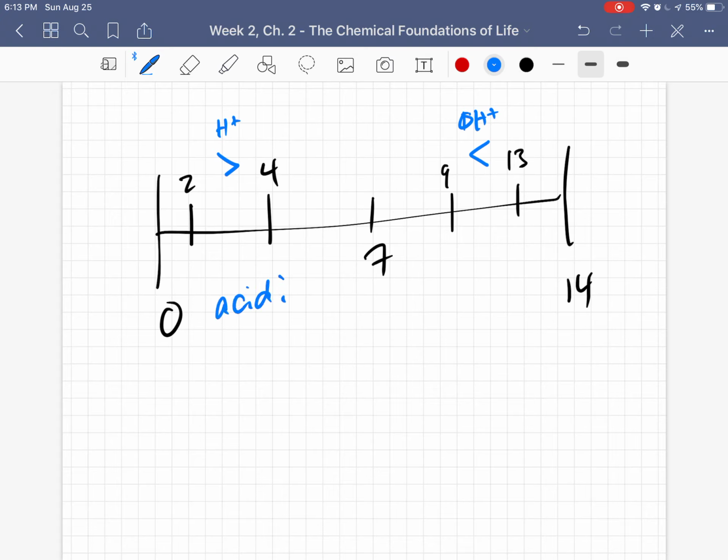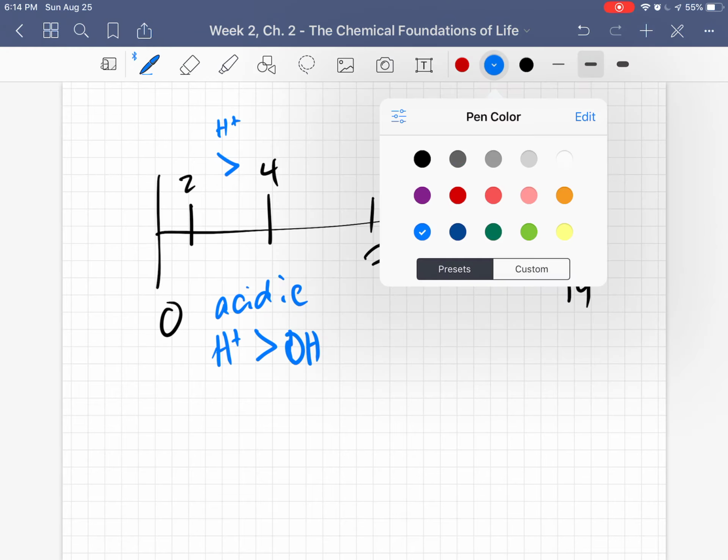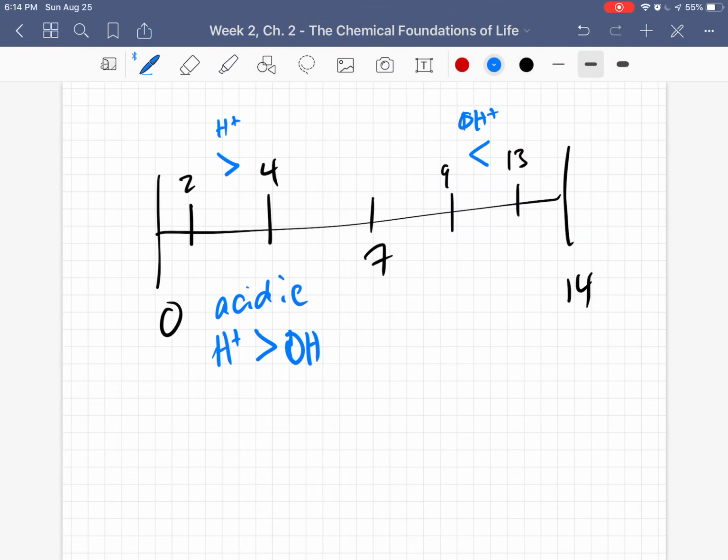So acidic has more hydrogen than hydroxide. Basic has more hydroxide than hydrogen.